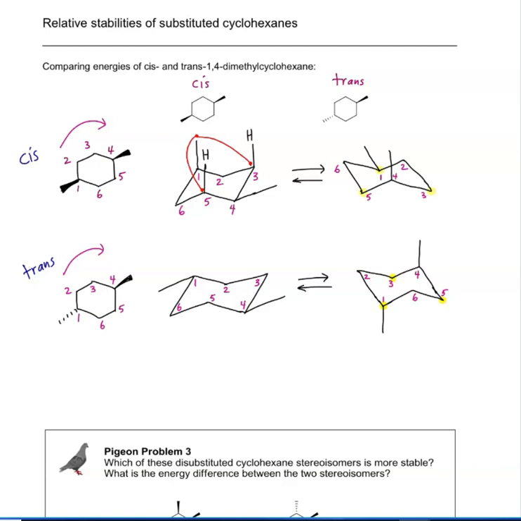The equatorial methyl group is not in any trouble at all. That doesn't fit any of the patterns that we looked at. So we just have the 2 gauche-butane interactions here. So 0.8 times 2 is 1.6 kcal per mole.